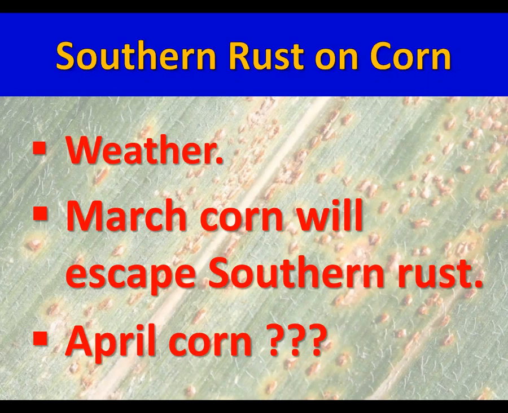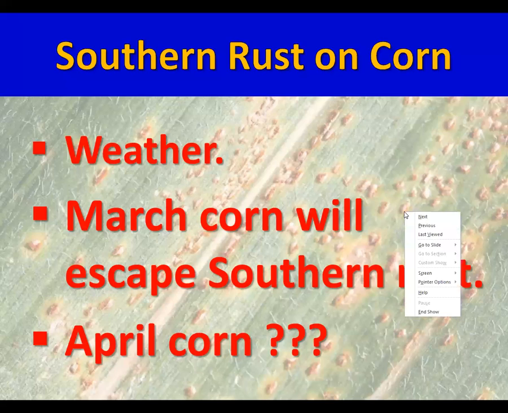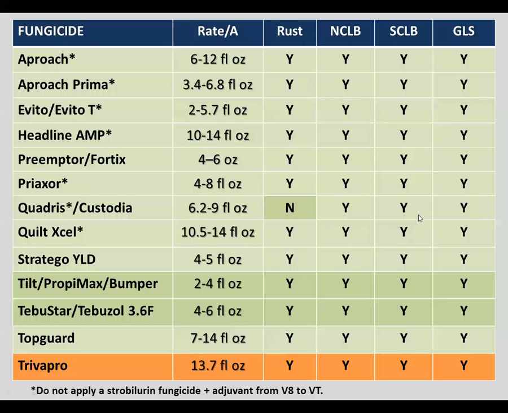That's where you might see some real issues with southern rust and possibly some of these other diseases. But definitely, the later you plant, the more likely you are to have issues with southern rust, and possibly some of them something like northern and southern corn leaf blight. At this point in time, we're really talking about fungicide use. For all intents and purposes, there are no resistant varieties for rust anyway.